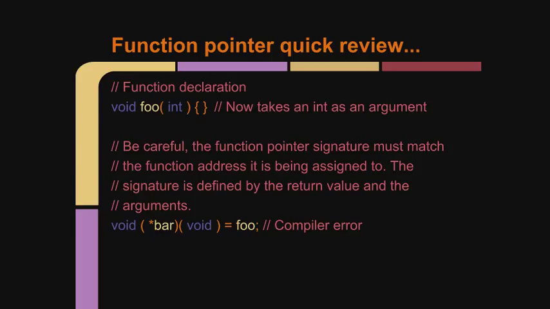A function signature is defined by its return type and all of its parameter types. So, in order to set the bar function pointer equal to the foo function, they must have the same return type and all the same parameter types.